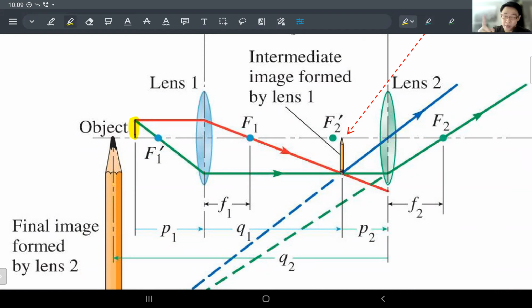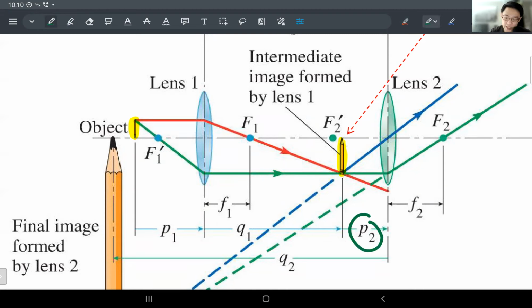Once you apply that, you have the location of the image and the type of the image, and everything is done. Then all you need to do for lens number 2 is take this image from lens 1 and treat it as an object for lens 2. Is that cool? That means you just recalculate the position of your object, which is the image from the first lens. This is going to be the location of the object for lens 2, and then you redo the whole process one more time.